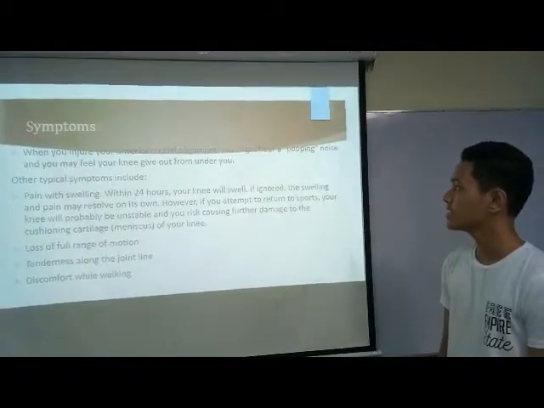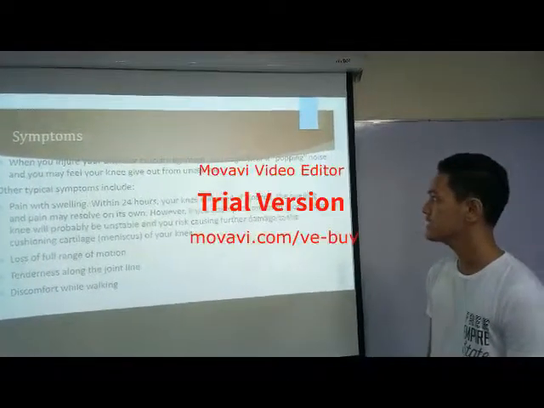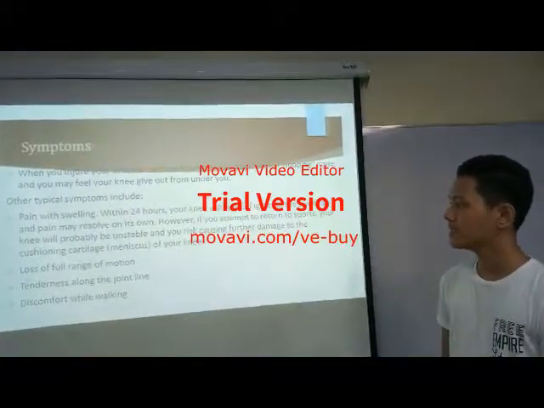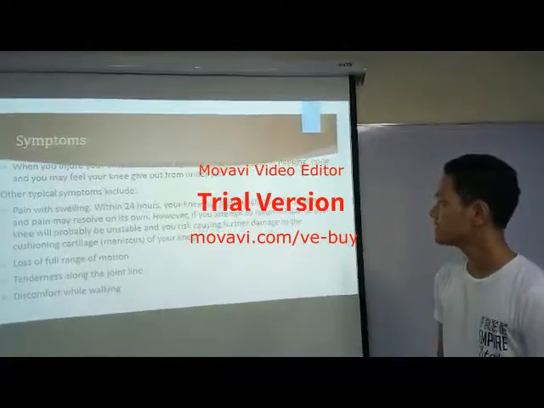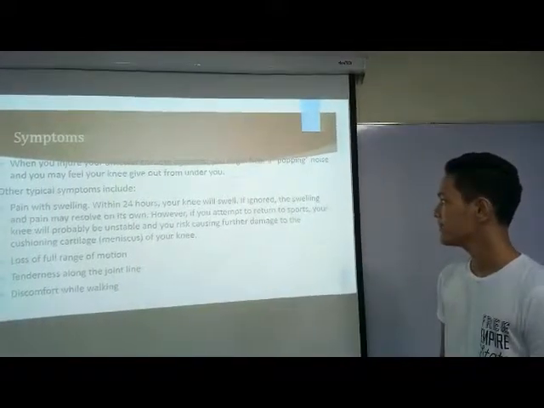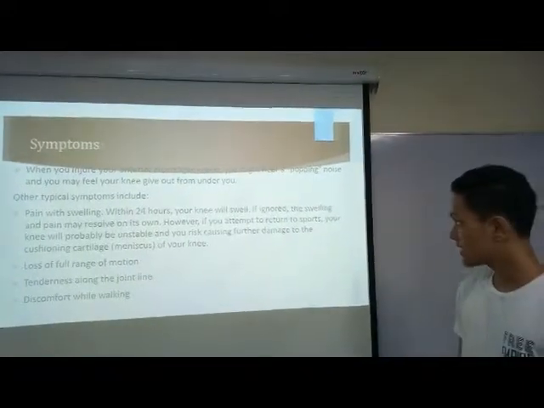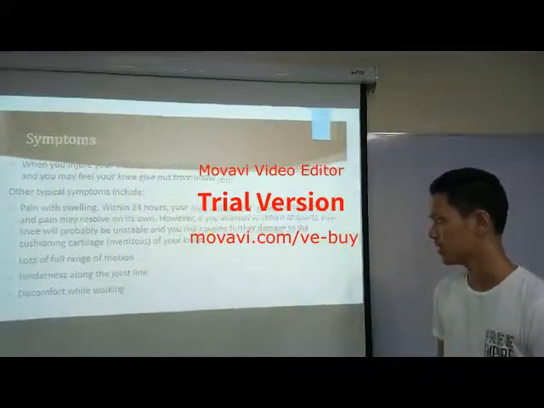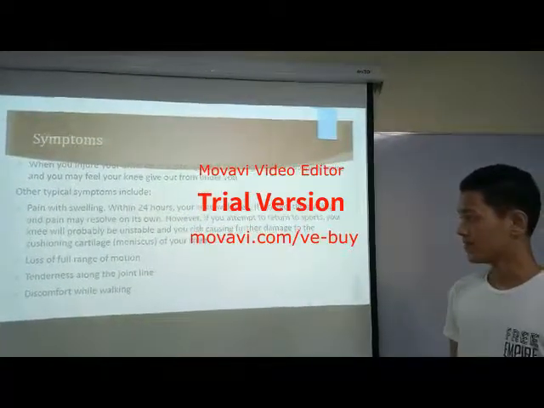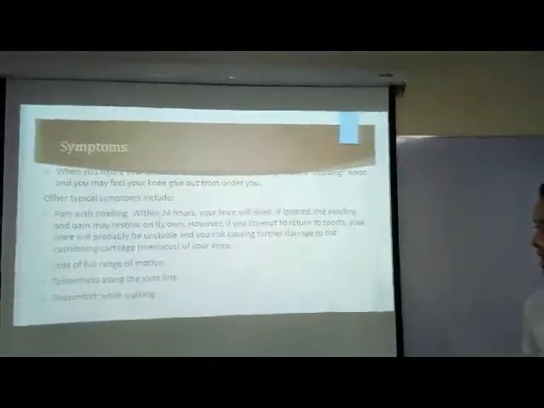Symptoms. When you injure your anterior cruciate ligament, you may hear a popping noise and you may feel your knee give out from under you. Other typical symptoms include pain with swelling. Within 24 hours, your knee will swell. If ignored, the swelling and pain may resolve on its own. However, if you attempt to return to sports, your knee will probably be unstable and you risk causing further damage to the cushioning cartilage or meniscus of your knee. Other symptoms include loss of full range of motion, tenderness along the joint, and discomfort while walking.